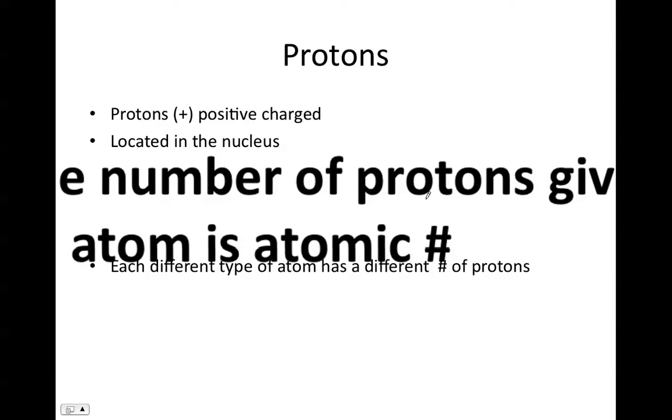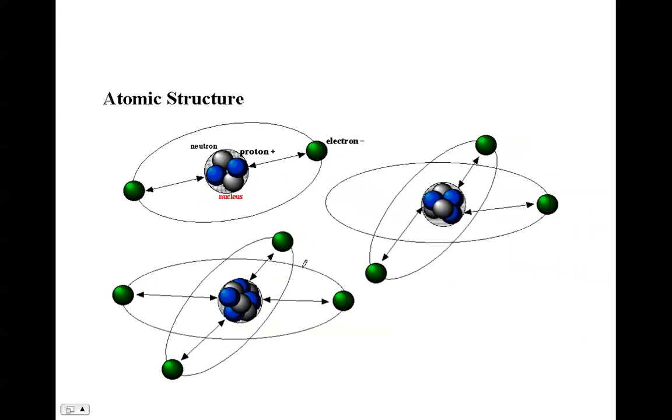Now, each different type of atom has a different number of protons. So each different type of atom has a different atomic number. And that number of protons identifies the element. So like I said here, we have 1, 2 protons. 1, 2, 3 protons. 1, 2, 3, 4 protons. So you have 4 different types of atoms. The atomic number of this first one is 2. The atomic number of this second atom is 3.